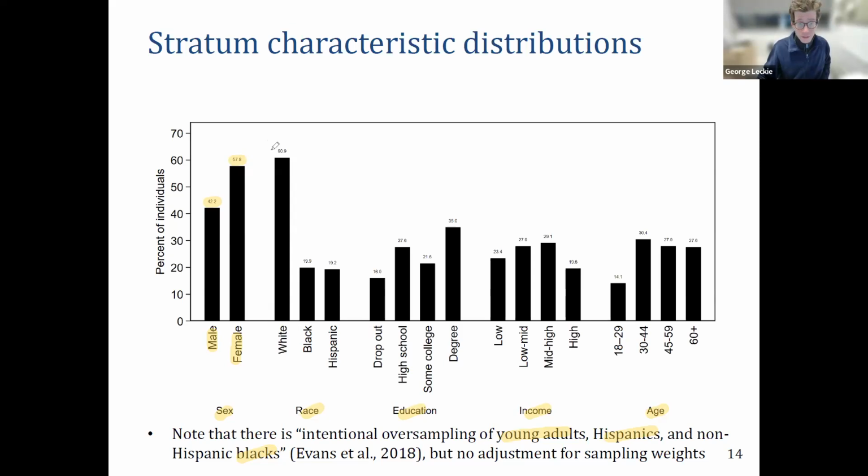So ethnicity, we've got some 61% white, about 20% black and Hispanic. Education, we move from dropout through to degree, as well. And then income bands, you can look at the original paper by Evans to see the definition of those. And then we've got age categories as well. So let's proceed to the next slide.